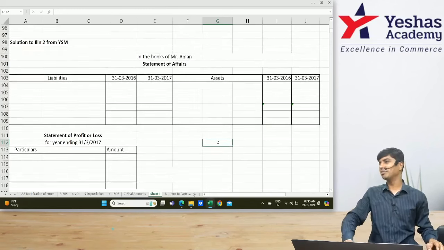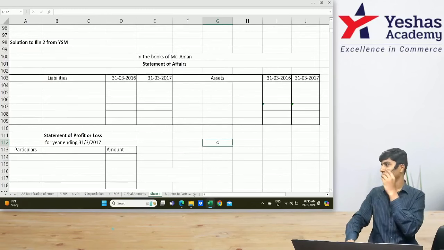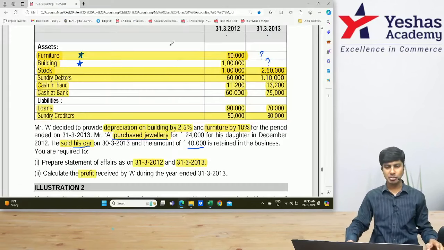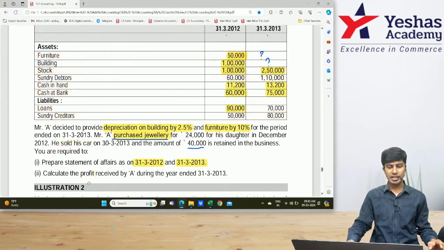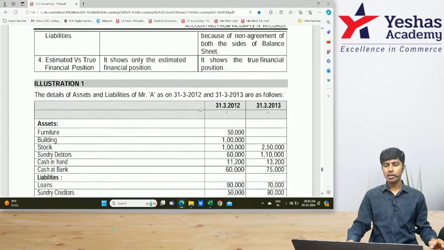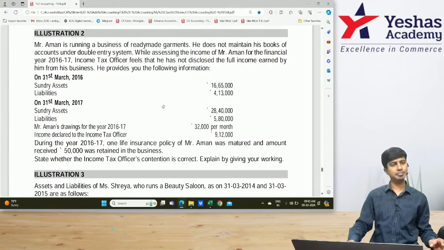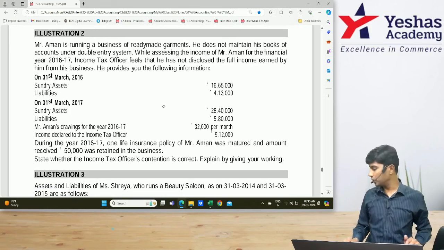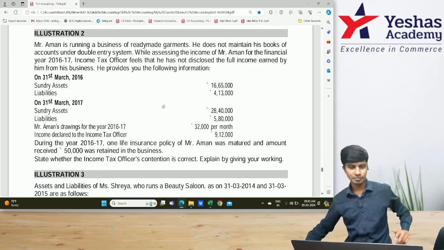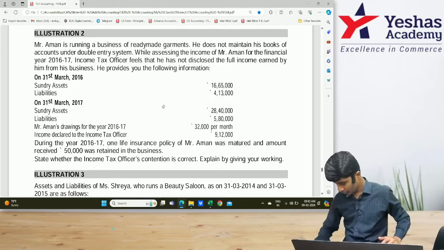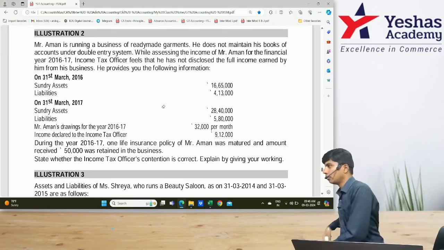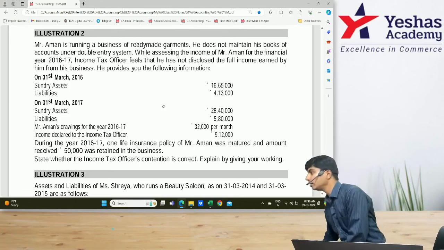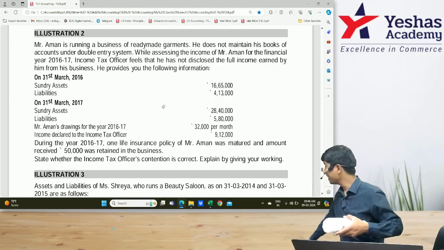Can we start with the next one? Can we? Illustration number 2. Is everyone with me? Come on guys. Start reading illustration number 2. Don't worry. I'll show the question on the screen. You can collect the material in the break time. 1, 2, 3, start. We've updated this question recently. What is the update? I added the word Mister.